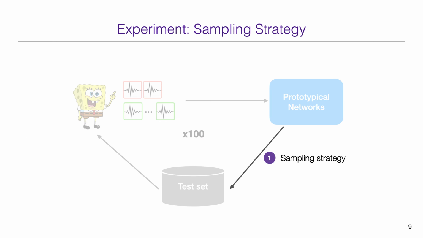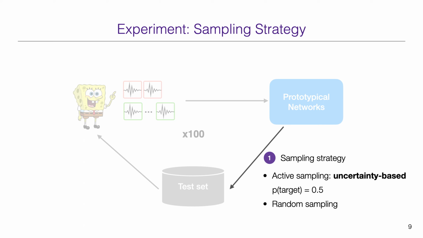In our first experiment, for the sampling strategy, we consider an uncertainty-based sampling, where we use the trained model to find the most uncertain example from the test set. At each iteration, we choose the example with the predicted probability closest to 0.5. For comparison, we also run the same pipeline but sample additional examples using random sampling.